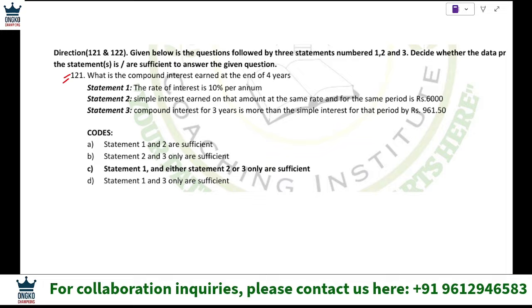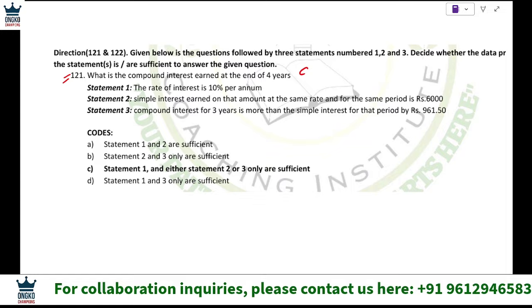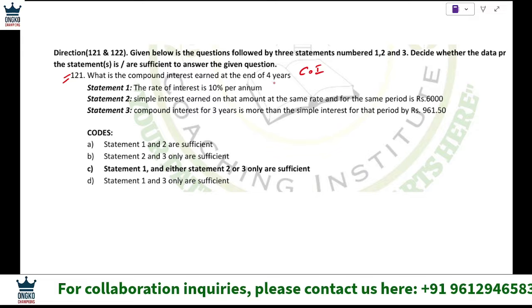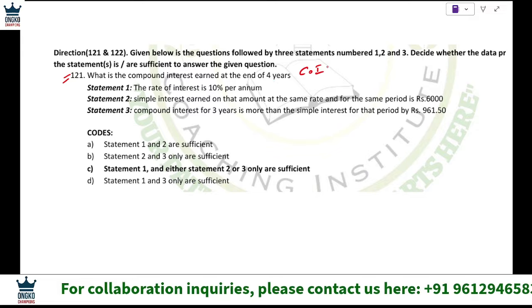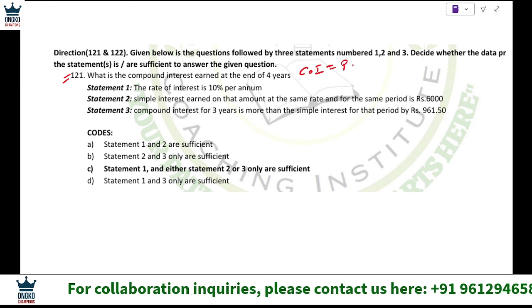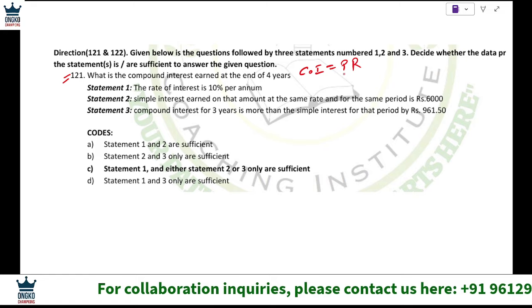So here the question is asking us to find the compound interest. Compound interest, the duration is also given: 4 years. So to find compound interest we need the principal and the rate. Time is given, 4 years. Principal and rate are needed.